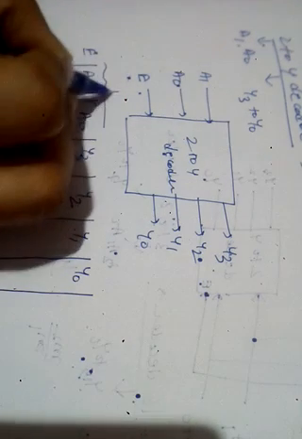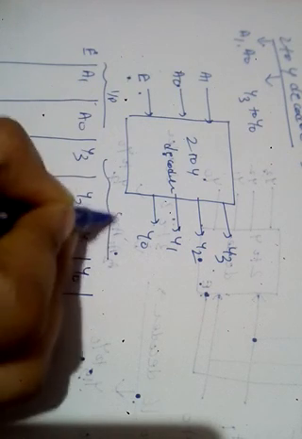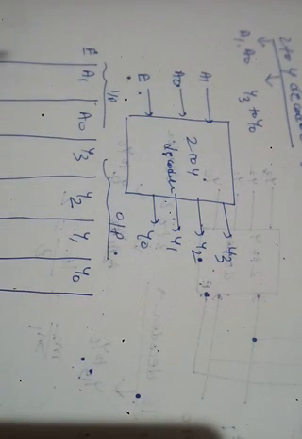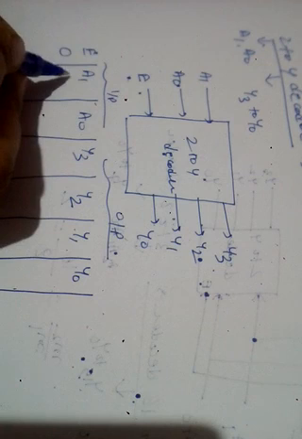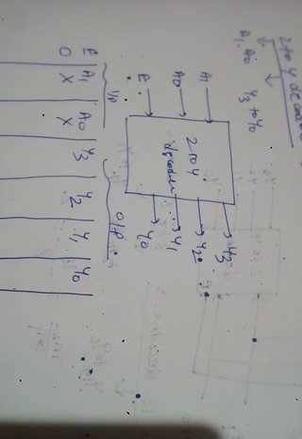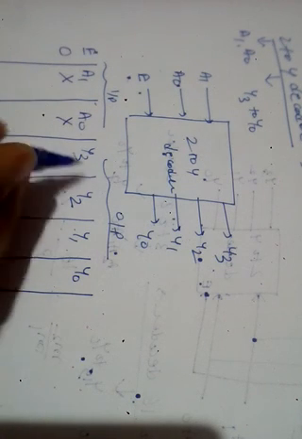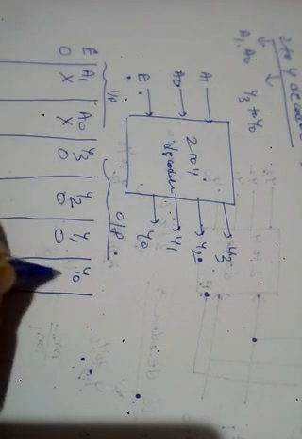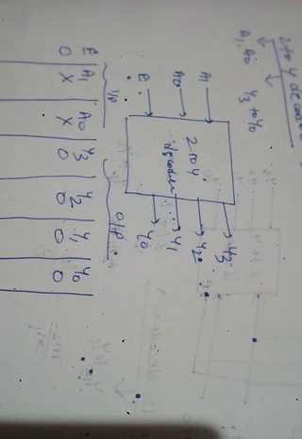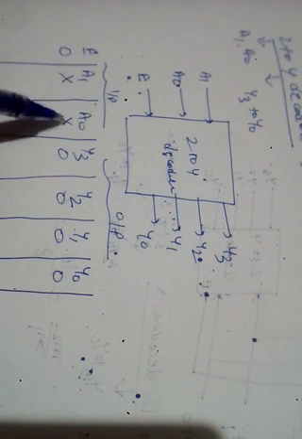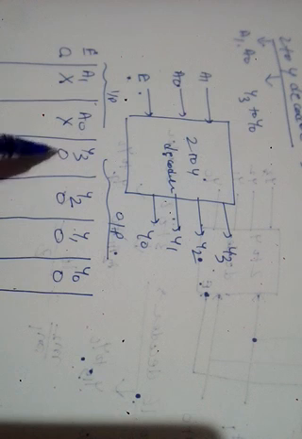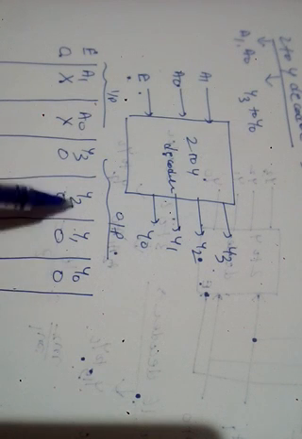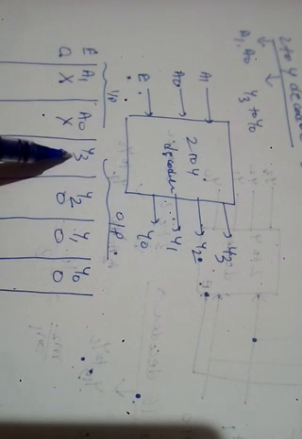So these are the inputs and these are the outputs. Suppose enable is 0 and A1 and A0 are in don't care condition, so we will get output 0 only. That means whatever the value of A0 and A1, if enable is 0, we will not get any output across these 4 outputs Y0 to Y3.